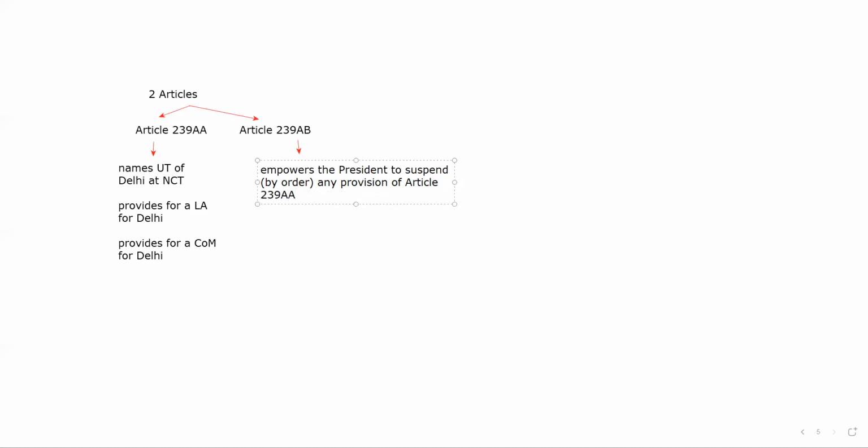So the President of India has been given power to suspend any provision of Article 239 AA, right? According to Article 239 AB, this is mentioned there. Okay, so I hope the point is clear to you. Asika, is it clear too? Clear, sir.